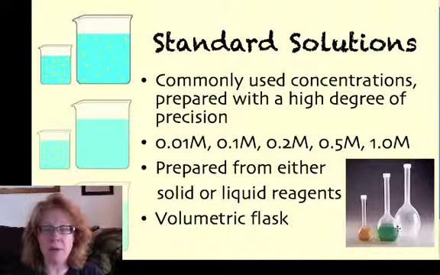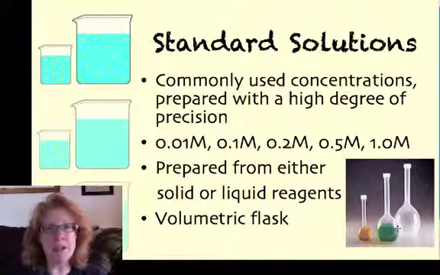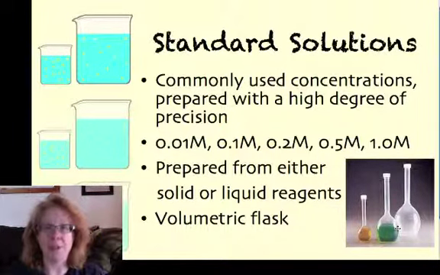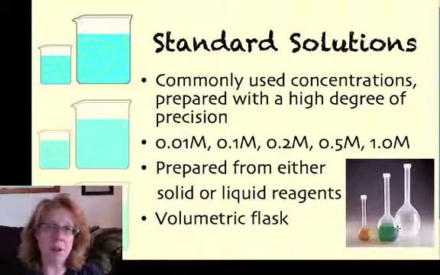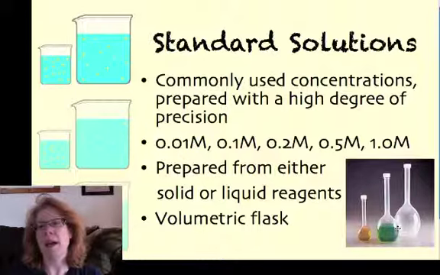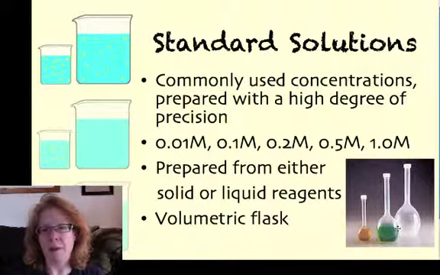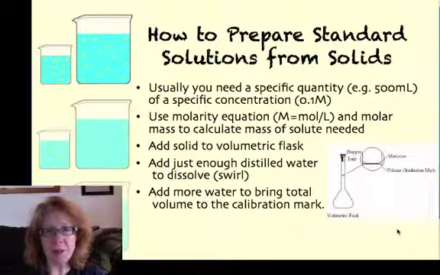Regular beakers that we use, or graduated cylinders, aren't quite as precise as this. Beakers definitely not precise. They're best for approximate only. Graduated cylinders are a little better. We can use those for measuring, but a volumetric flask is by far the best for making a known quantity of a very specific strength of a particular solution. So here's how we do it.